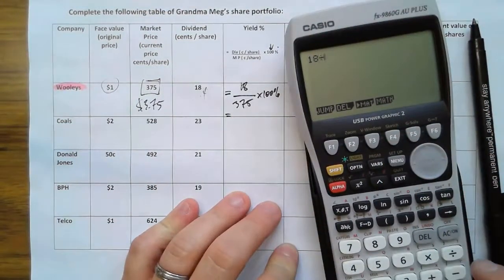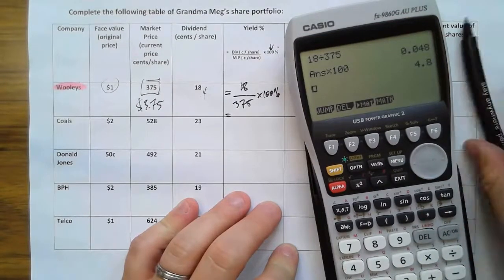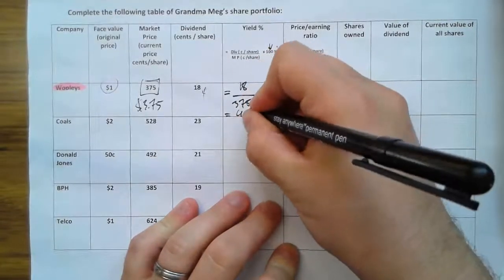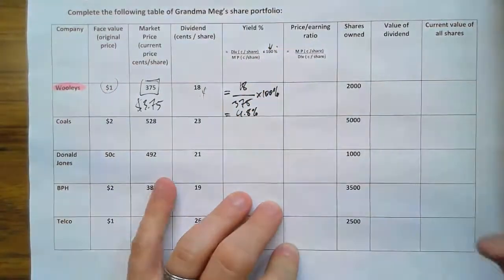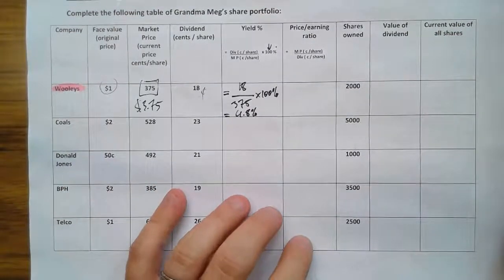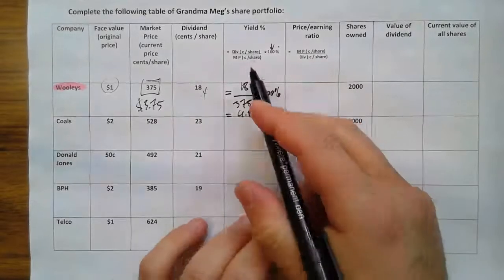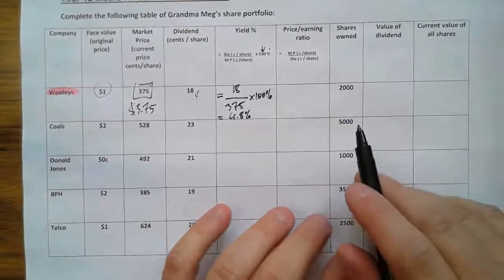Okay, 18 divided by 375 times 100 is 4.8%. So that's the yield. Those shares yield 4.8% of what they currently are as a dividend.